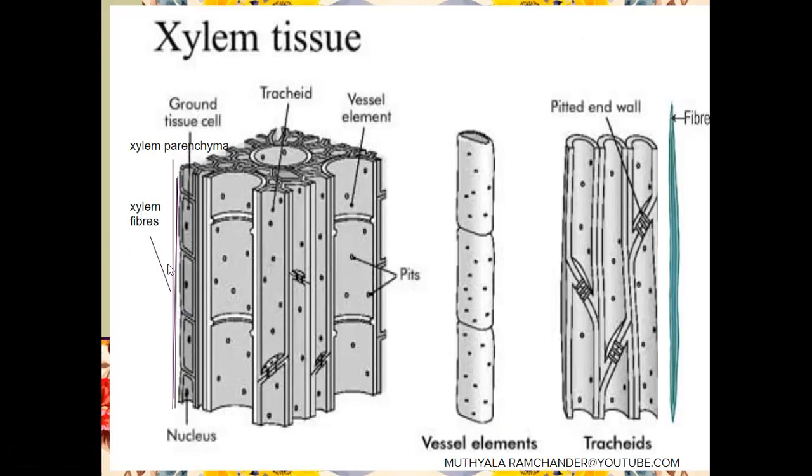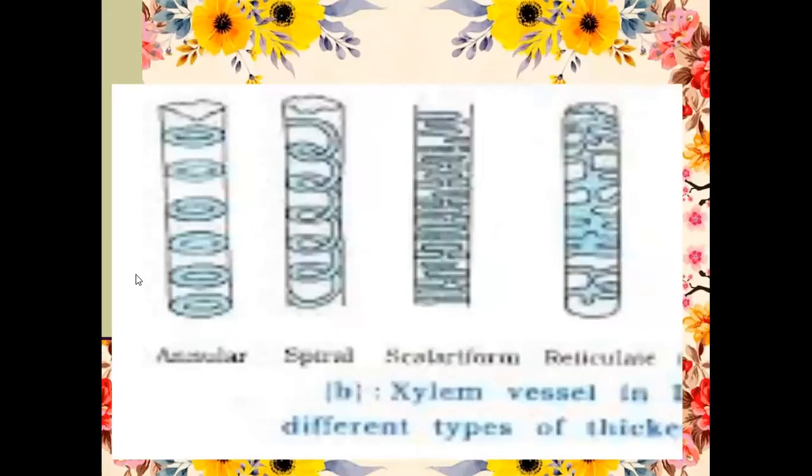The xylem fibers are also of two types in the xylem: fiber tracheids and libriform fibers. Fiber tracheids contain bordered pits, and libriform fibers contain simple pits. During the development of secondary growth, the xylem vessels are surrounded by a thick lignified secondary cell wall. This thick lignified cell wall mainly helps in mechanical support to the xylem cells.